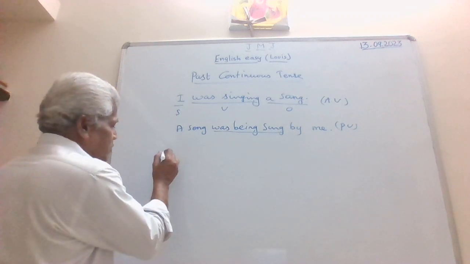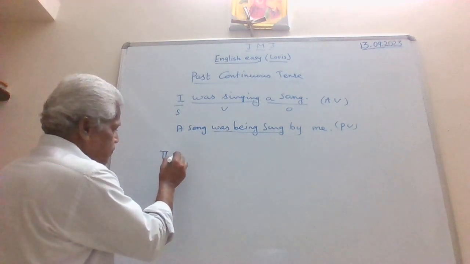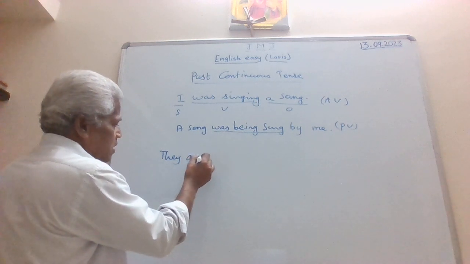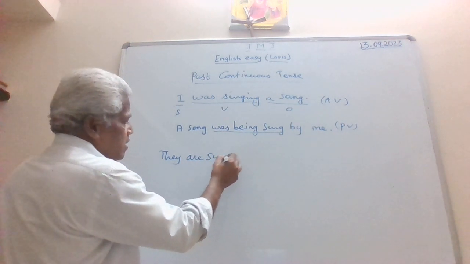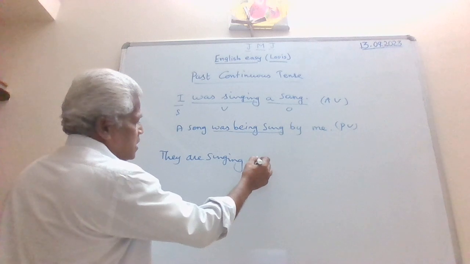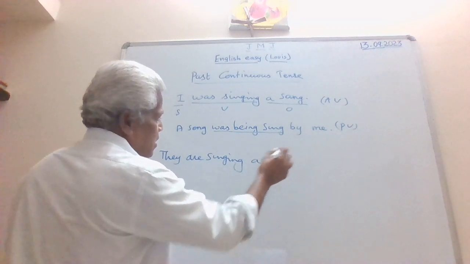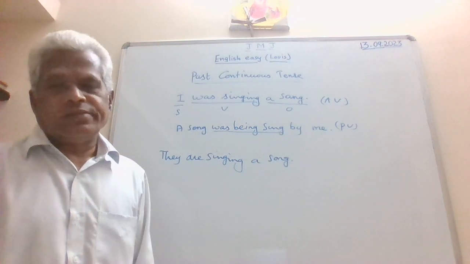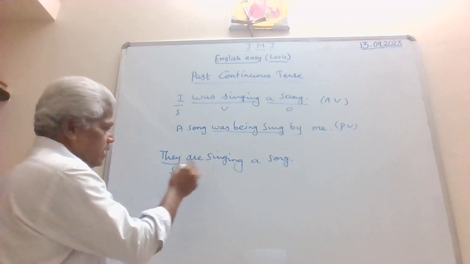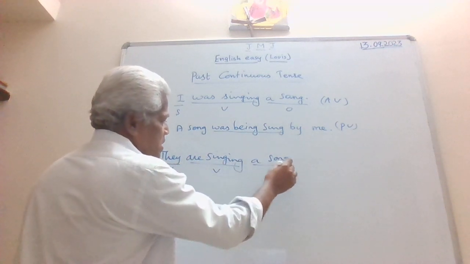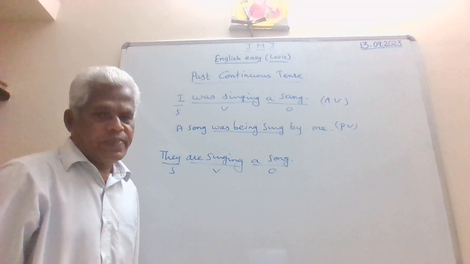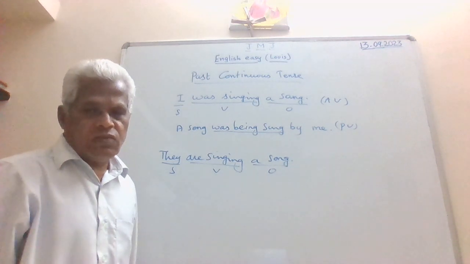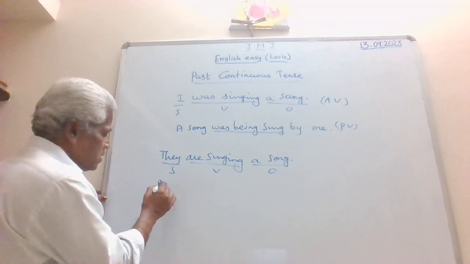Now let me write the plural. See, for example, let me use the subject they. They are singing a song. And this is your subject. Are singing is your verb. Song is your object. How do you change this into passive now? A song.